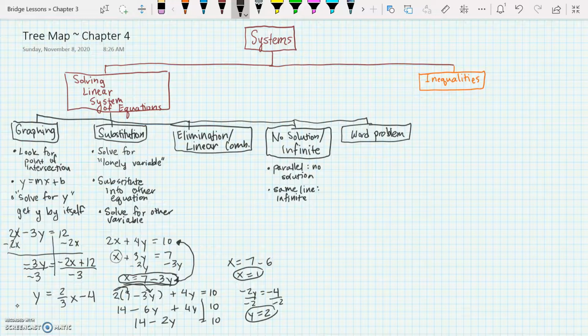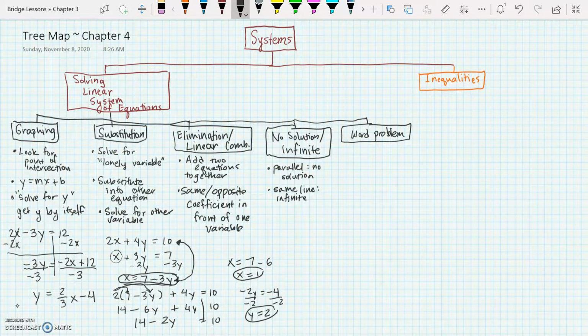All right. The elimination linear combination method is you add your 2 equations together. One of your variables will drop out, and then you solve for the other variable. This only works if you have the same but opposite coefficient in front of one of your variables, so that when you add the two equations together, that variable drops out. I'm going to do an example of that kind of equation.